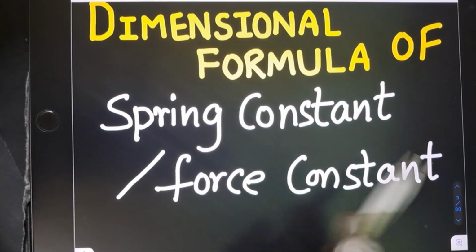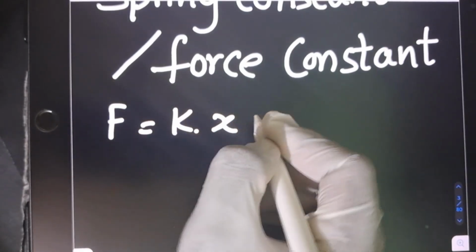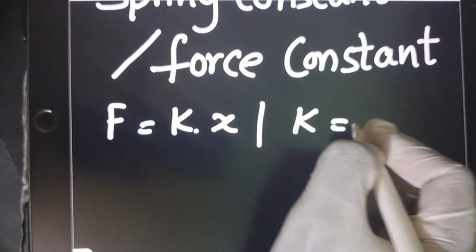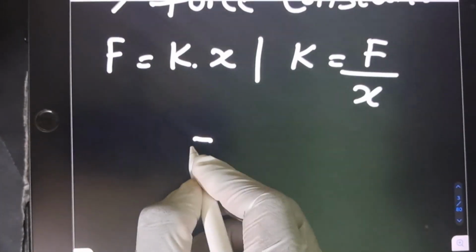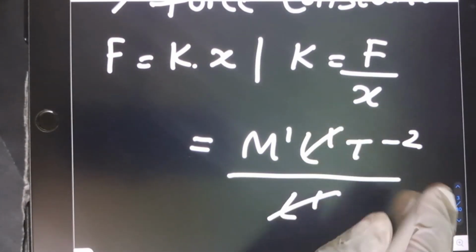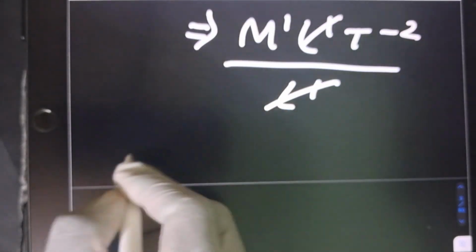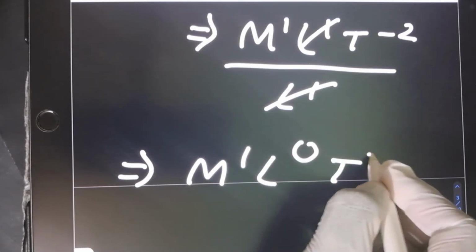To find the dimensional formula of spring constant or force constant, F is equal to K into X. K represents the spring constant, so K is equal to F by X. Here F means force, and it is M power 1 L power 1 T power minus 2. X represents length, so L power 1. On cancellation of length we get M power 1 L power 0 T power minus 2.